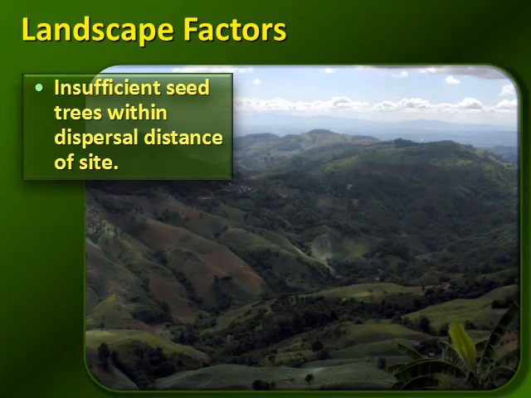Now, if you have all species able to disperse their seeds into the reforestation site, then you may only have to plant a few species of trees and the rest will come in naturally. But if you have no available seed source within dispersal distance of the restoration site, that means you're going to have to plant all the species of trees, and that's much more expensive.